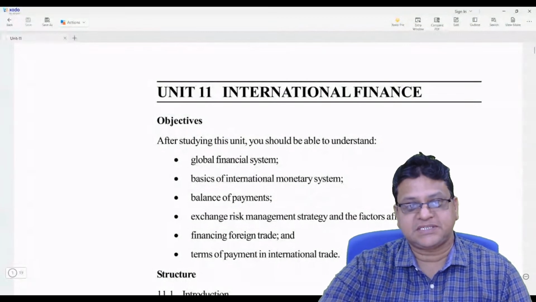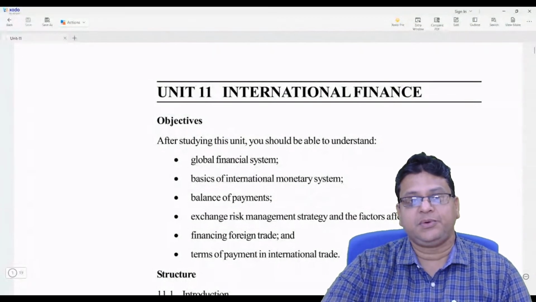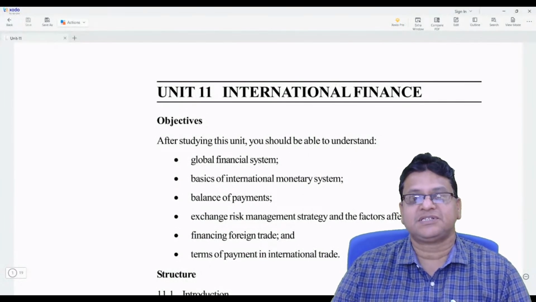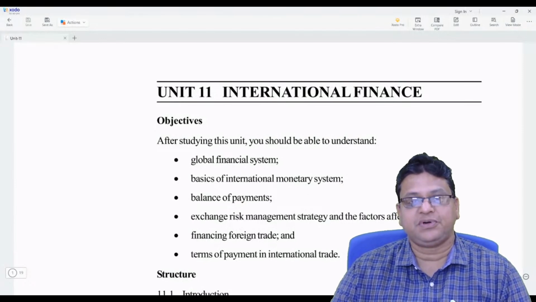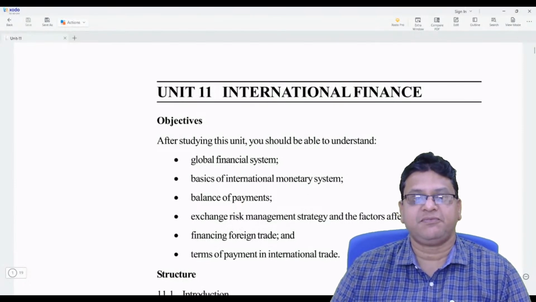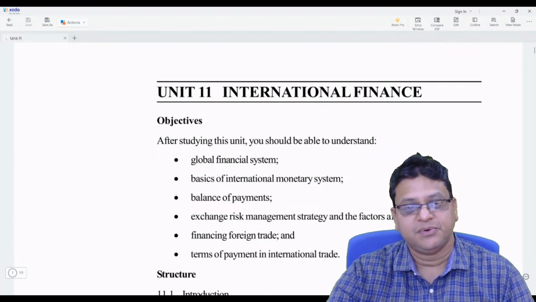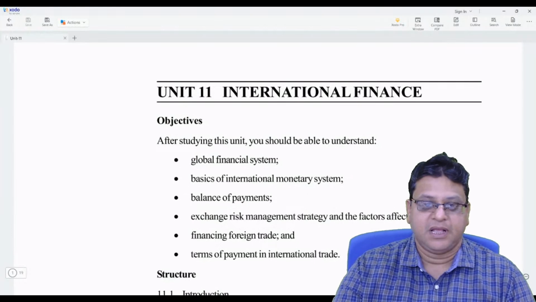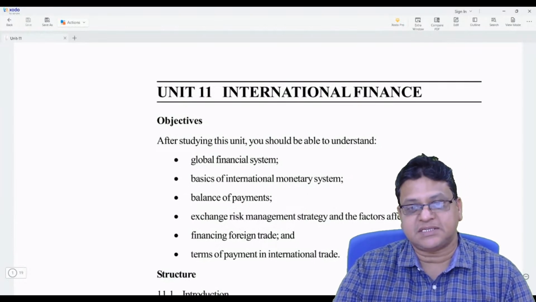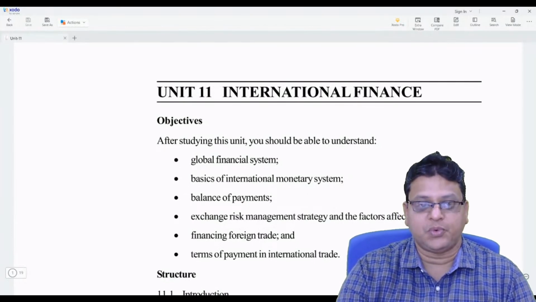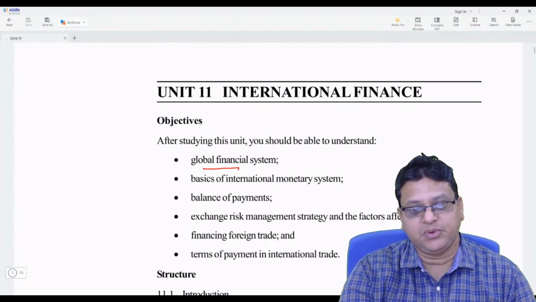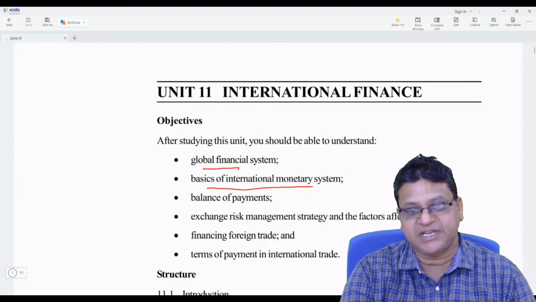Good afternoon, friends. Today we will discuss Unit 11 of International Business, that is International Finance. Before discussing International Finance, let me first tell you what are the objectives of my class today. After discussing this class, you will be able to know what is global financial system. You can know the basis of international monetary system.